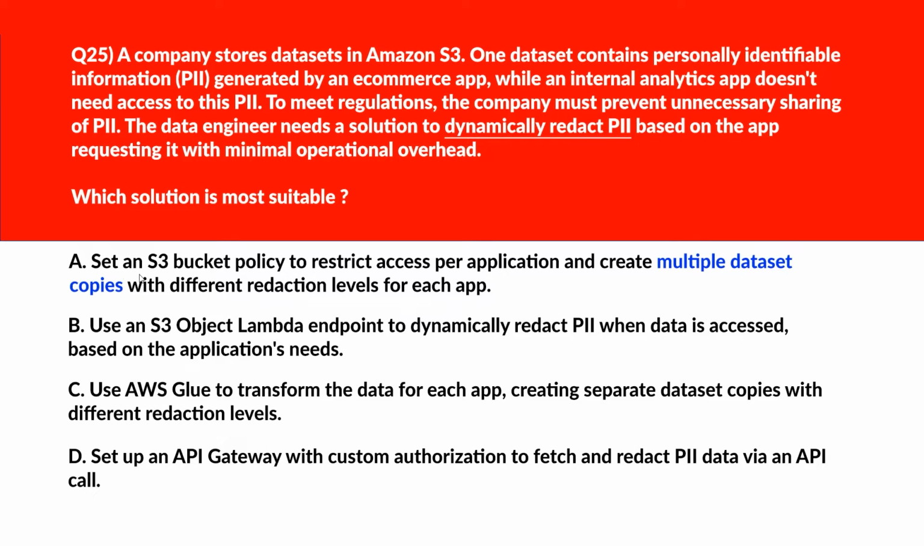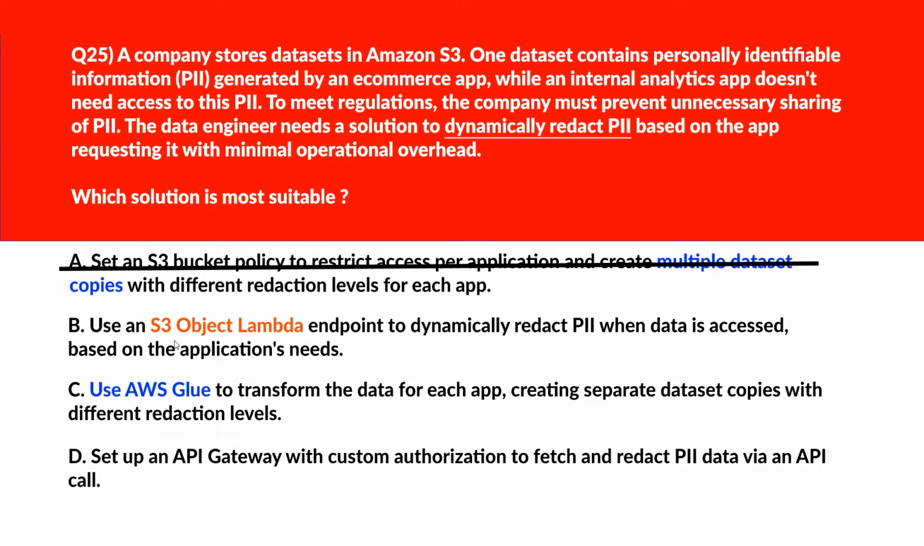A says set up an S3 bucket policy to restrict access per application and create multiple dataset copies with different redaction levels for each app. Multiple dataset copies lead to increased operational overhead and complexity. Incorrect choice. Let's move to option B.